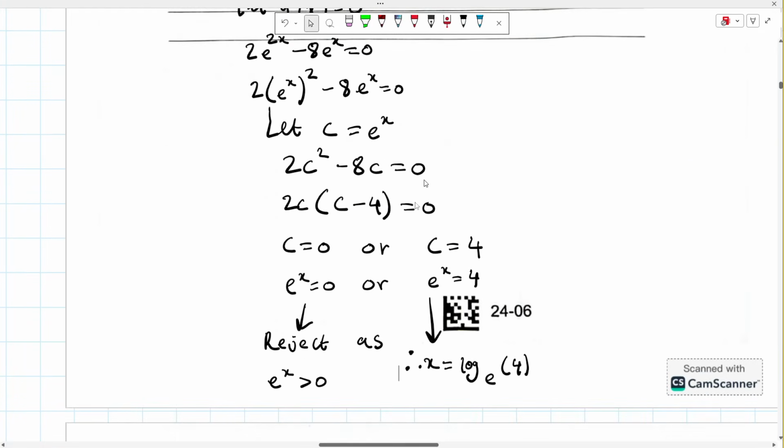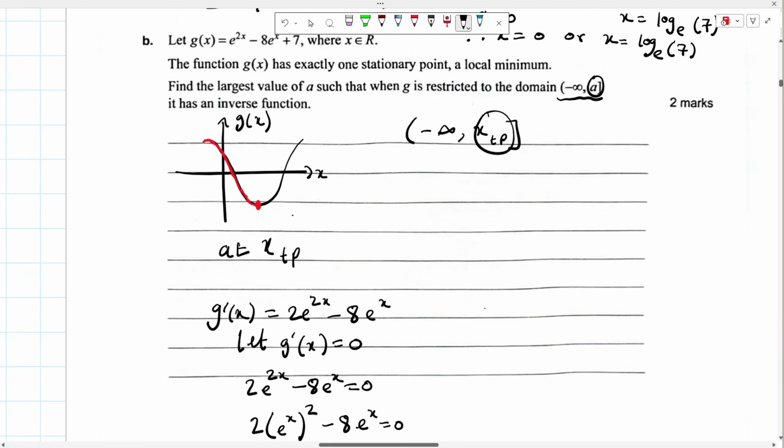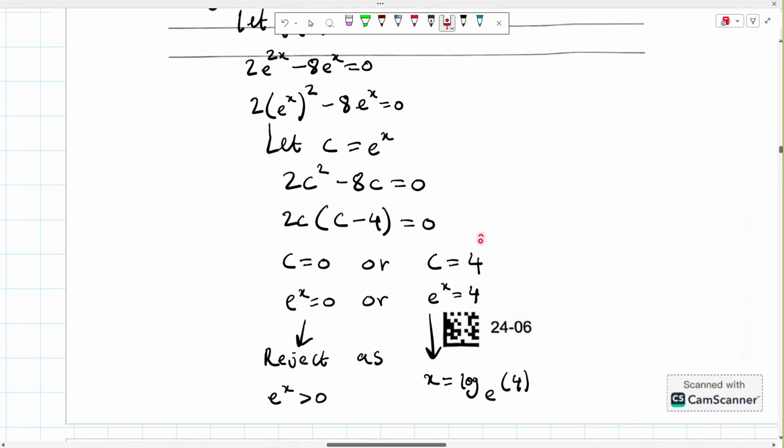So that's going to be our final answer. Oh, well, not a final answer, right? So this is the x value of the turning point. We know that a has to have the same value as the x value of the turning point, so a is log base e of 4, right? Make sure to answer the question, because we need to find the value of a, not x or anything else.